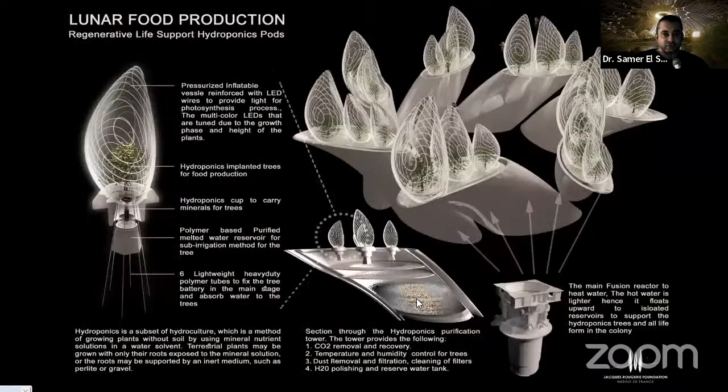The lunar food production, this is the plant, and the powering system will be providing a continuous flow of melted and clean water to the plants that will continue their purification and provide clean water for drinking and for the human activities and also for the trees.